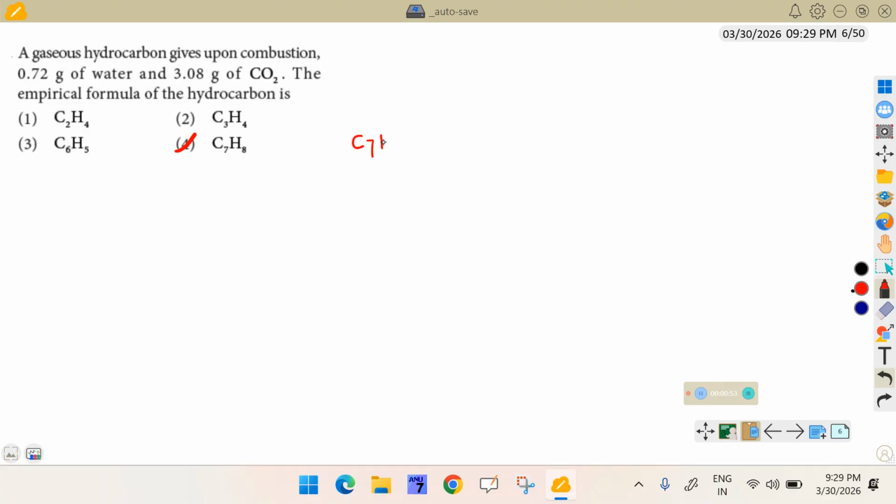We know that when a hydrocarbon undergoes complete combustion, it gives CO2 and H2O. 7 carbon atoms are present, so 7 moles of CO2, 4 moles of H2O, total oxygens 14 plus 4, 18, so 9 moles of O2. Now, a gaseous hydrocarbon gives upon combustion 0.72 grams of water and 3.08 grams of carbon dioxide.